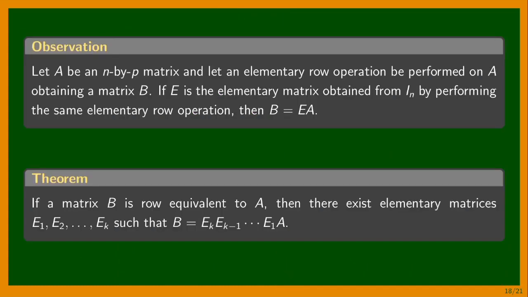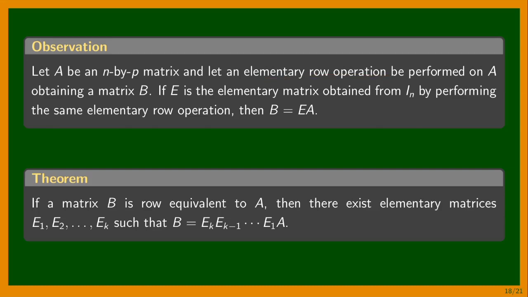This observation leads to the following, no? If A has n rows, and you perform an elementary row operation on A, obtaining a matrix B. If E is the elementary matrix obtained from I_n by performing the same elementary row operation, then B is actually E times A. Meaning to say, if E was obtained from the identity by performing a certain elementary row operation, then when E gets multiplied to A on the left, obtaining a matrix B, then B is just actually A when this elementary row operation was performed.